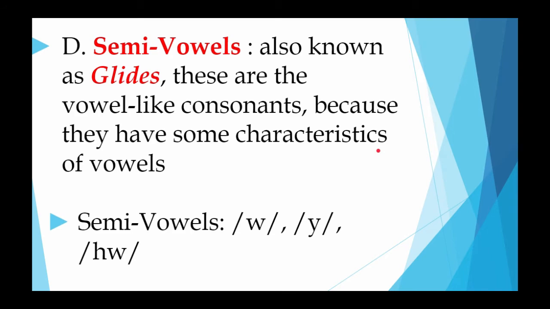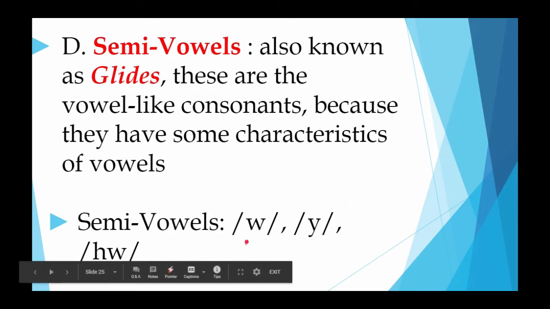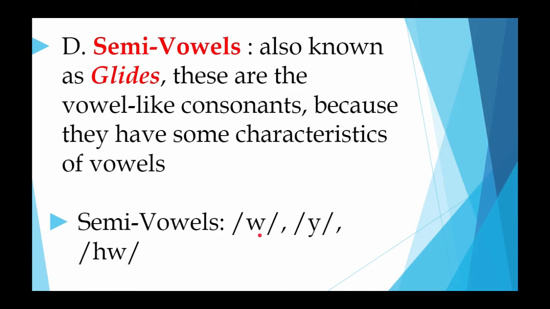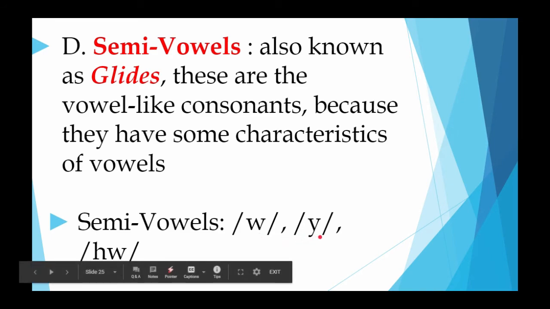The fourth type is known as semivowels, and these semivowels are also known as glides. They are the vowel-like consonants because they have some characteristics of vowels. So we have the following 3 semivowels or glides. The W, which is used in the sound W. The letter Y in the sound Y. And finally, the WH or the HW, which is good for the sound hw.